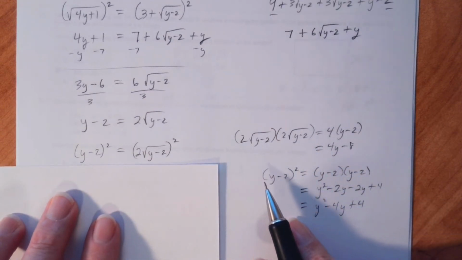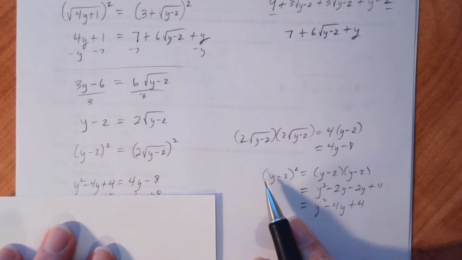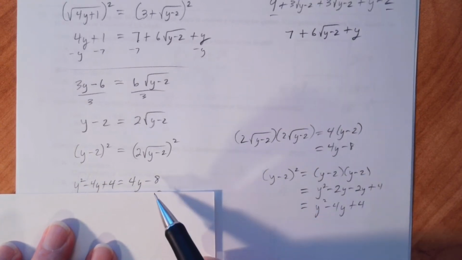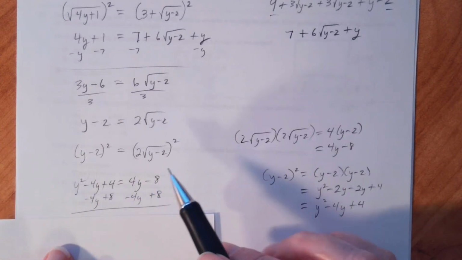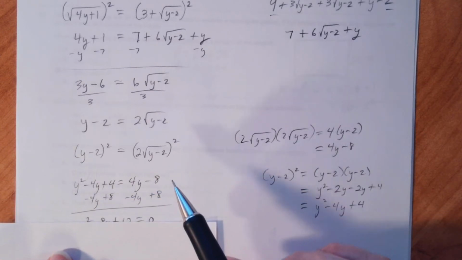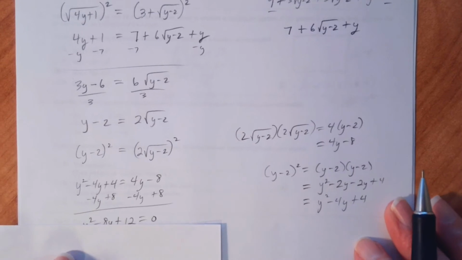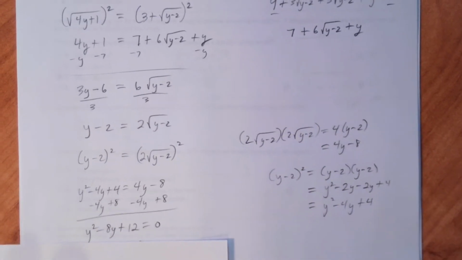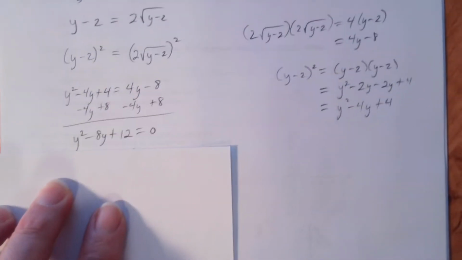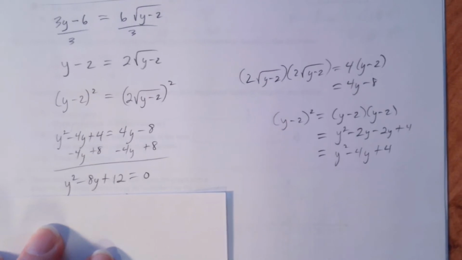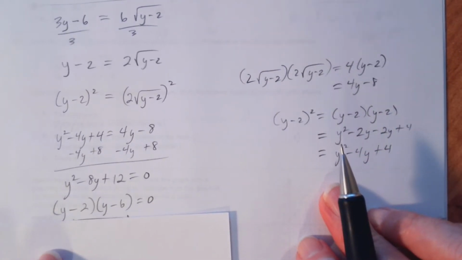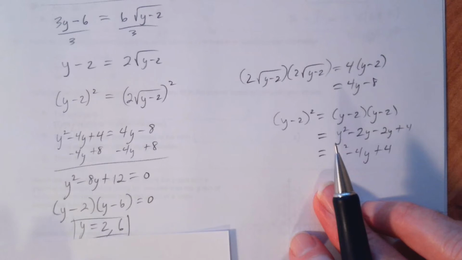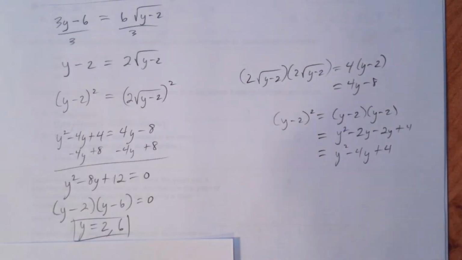So I like to do that off to the side so I can keep everything nice and clean on the left. So you end up with this quadratic equation. So we're going to want to get 0 on one side. So I subtracted 4y and added 8 to both sides. And this actually factors quite well. It's y minus 2 times y minus 6, which means you get 2 and 6.